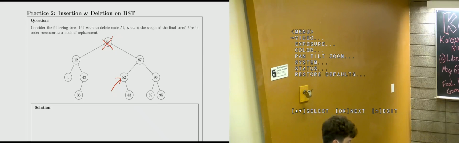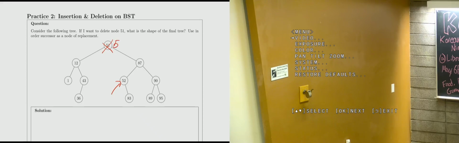So if I want to delete 51, I want to move 52 out to the root, right? So right now, this is 52. And then how should I deal with the empty slot of the 52? Yes, so put 83 up here, right? Yeah, so that is the final shape of the binary search tree after deletions.